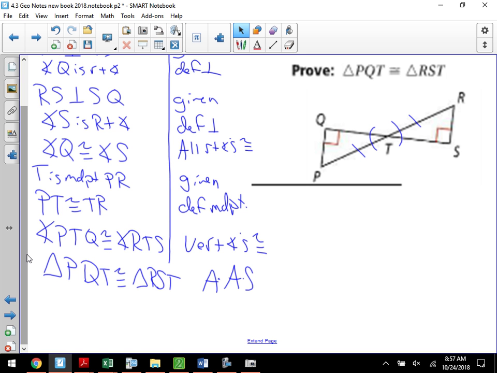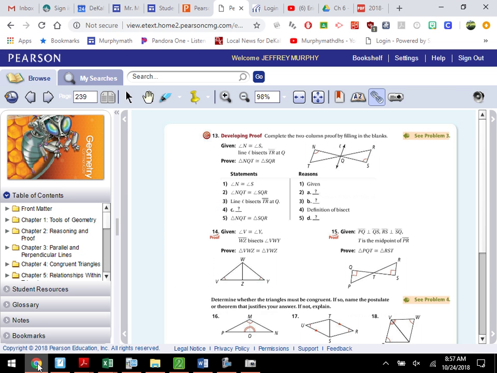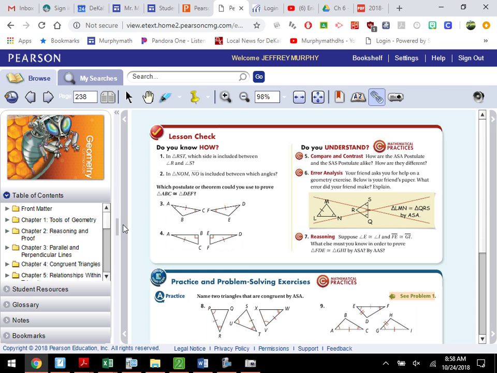Look for vertical angles. It might look like an X. And then the last one, let's talk about parallel. And that's the one that I want to lead off with today.